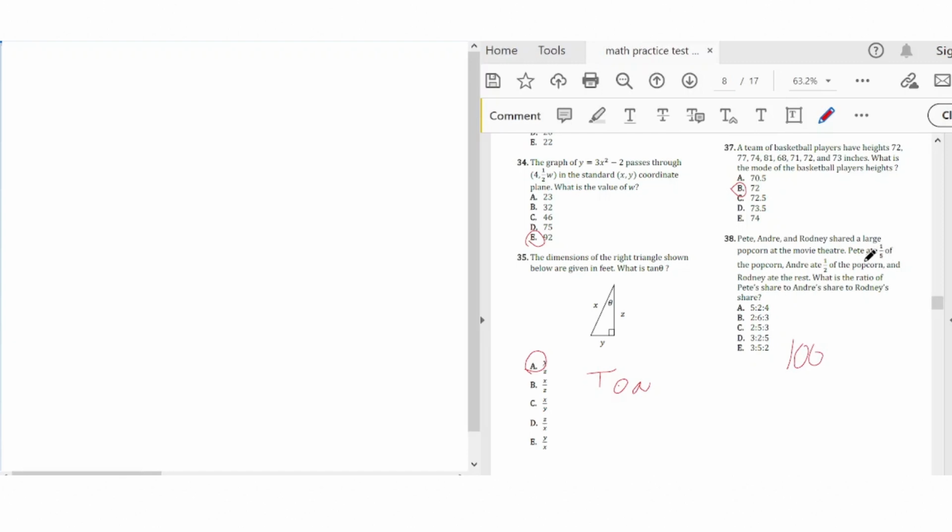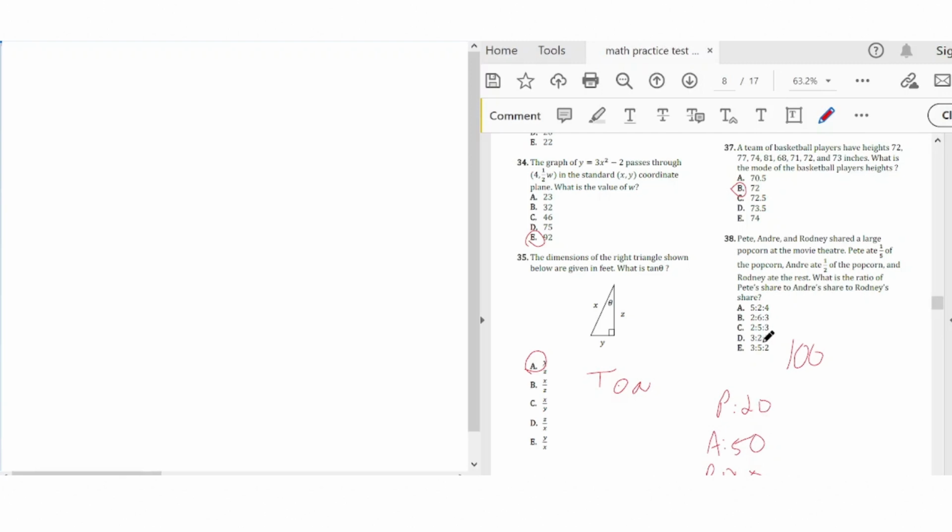Therefore, Pete ate a fifth of that. A fifth of 100 is 20. Andre ate half. Half of 100 is 50. Adding these together, that's 70 pieces eaten in total. We can solve for Rodney because he ate the rest. Since Pete and Andre ate 70, we know that Rodney ate 30. And you can see that these add up to 100.